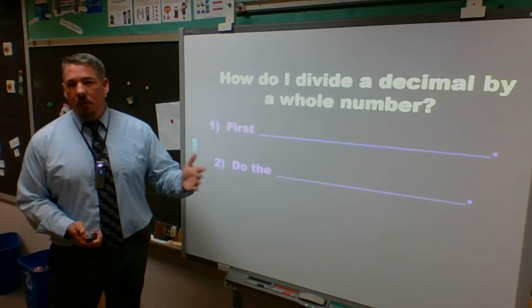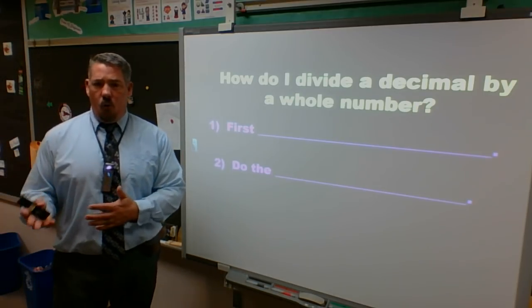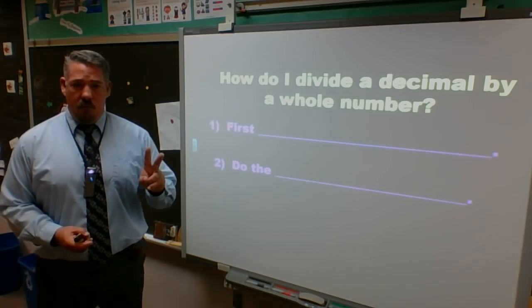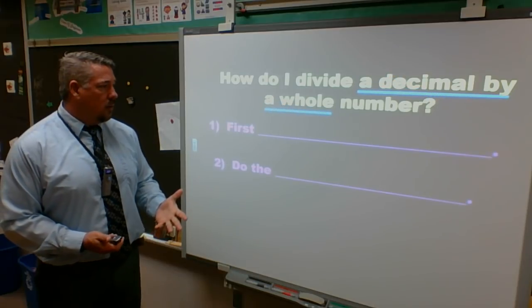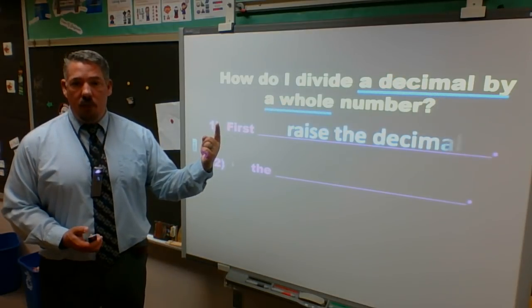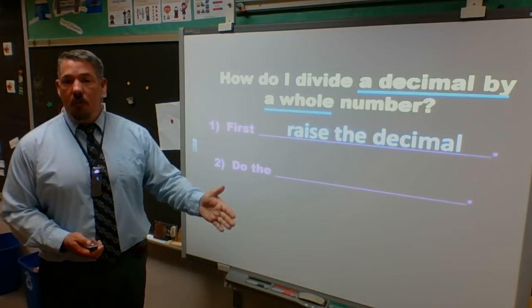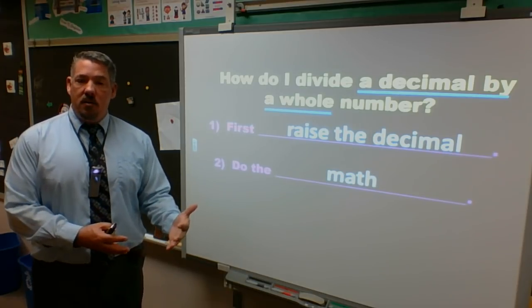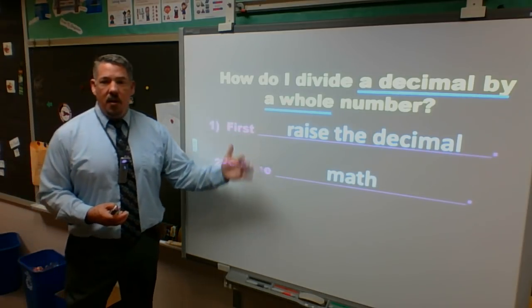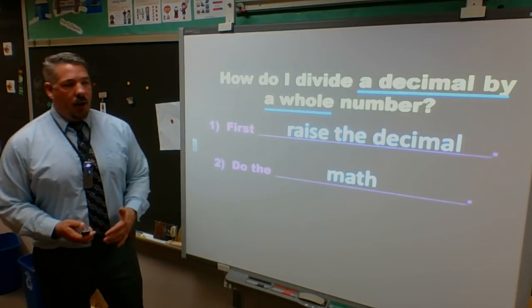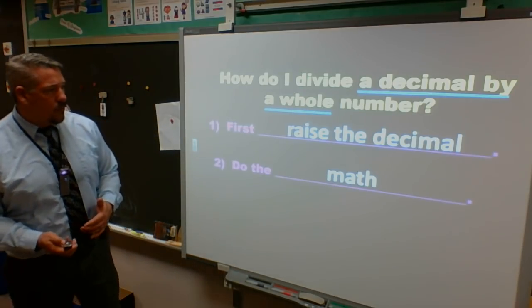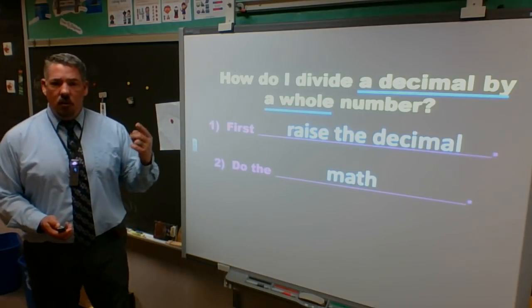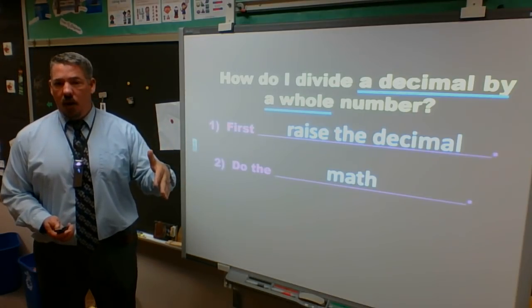Well, there's no problem really when it comes to dividing by a whole number because I have two steps to remember. I raise my decimal, so I know it's going to be in the right spot. And then when I raise my decimal, I'm just left with division, and I'm going to do the math. We all have been dividing since 4th grade, so that shouldn't be a difficult process. It's the next step that gets a little confusing, and you want to make sure that we do it correctly. But raise my decimal, do the math, I should end up with the right answer.